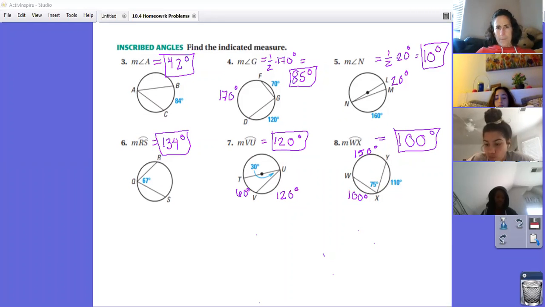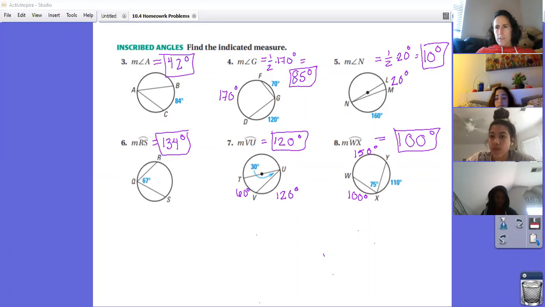What about number 7? So with number 7, it was about VU, this arc here. So you know that this is a semicircle here, so the whole half the circle is 180. You know this angle here is 30, double it, you get 60. So the other part of the semicircle has to be 120. Okay.